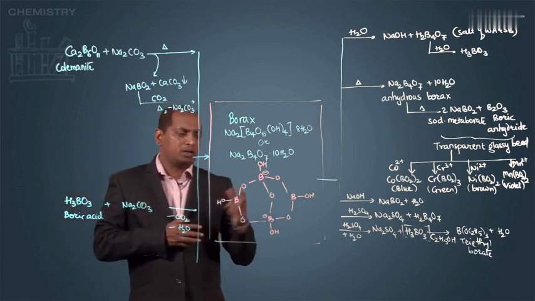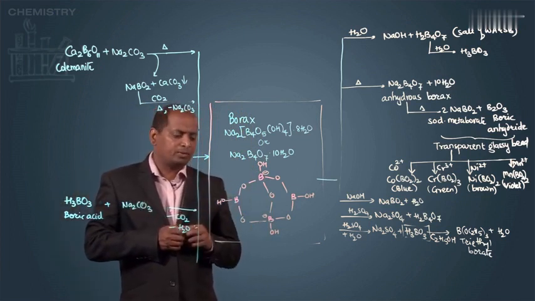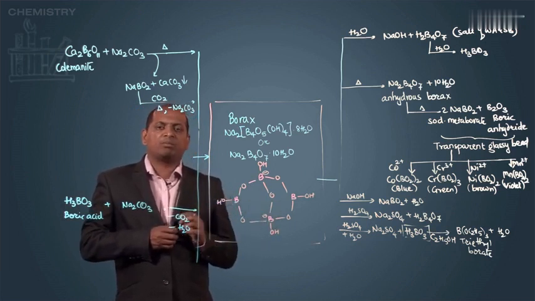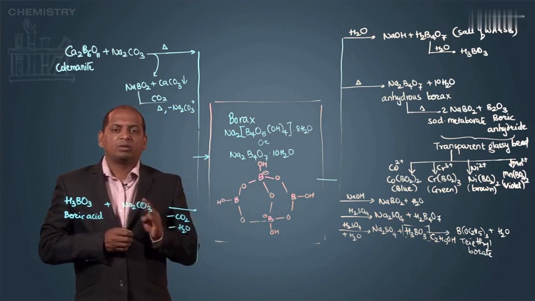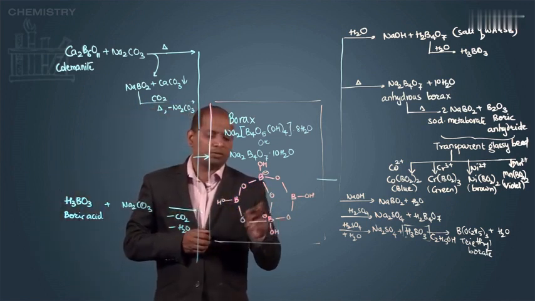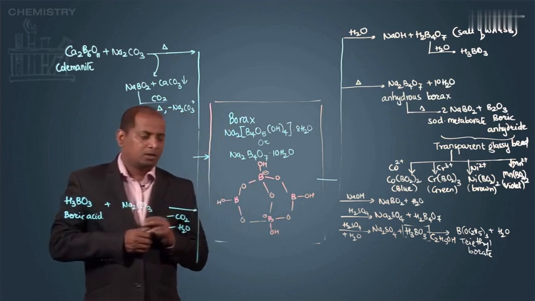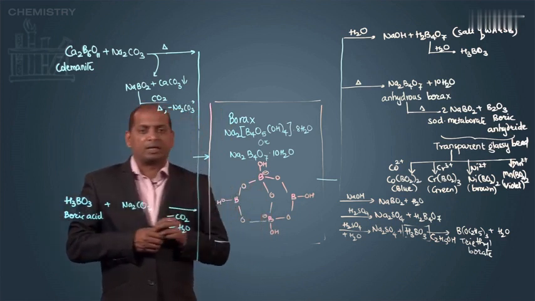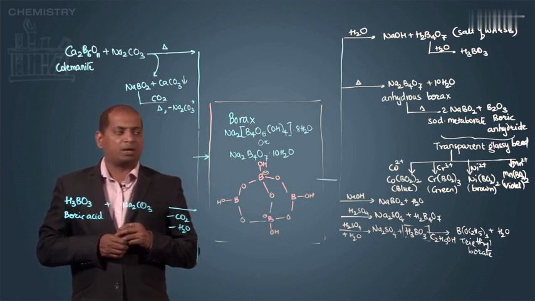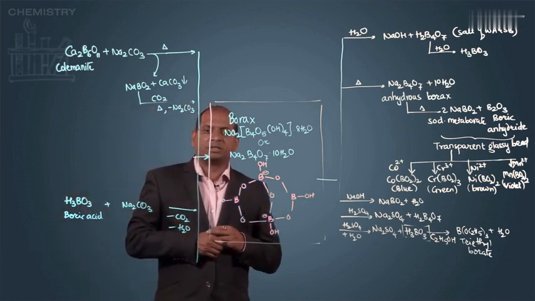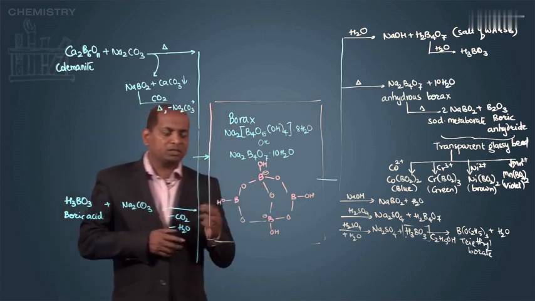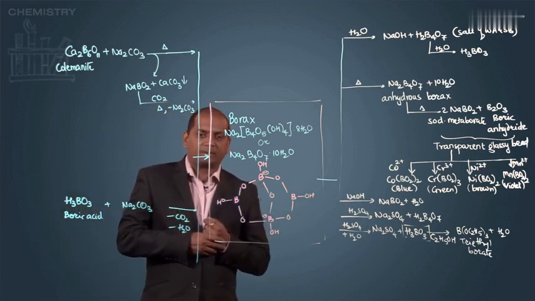If you observe carefully, the structure of borax consists of 4 borons which are bonded by 5 bridge oxygens: 1, 2, 3, 4 and 5. Here the boron is tetravalent, hence carries a negative charge, and that negative charge is neutralized by Na plus. This is the structure of borax.